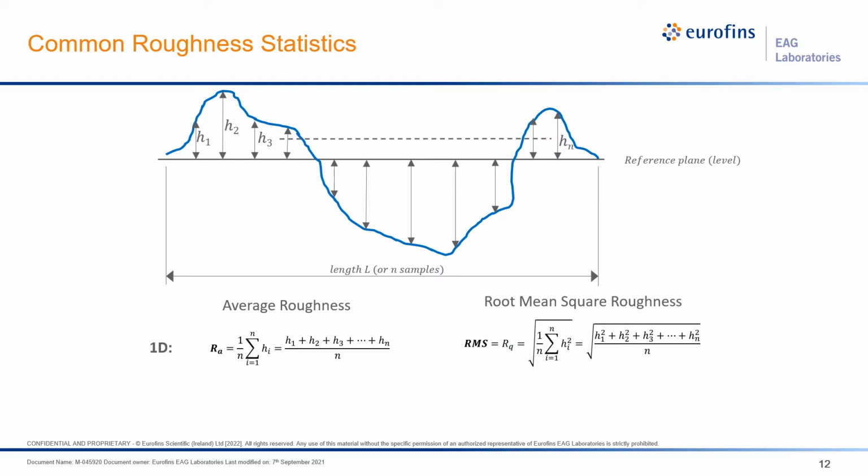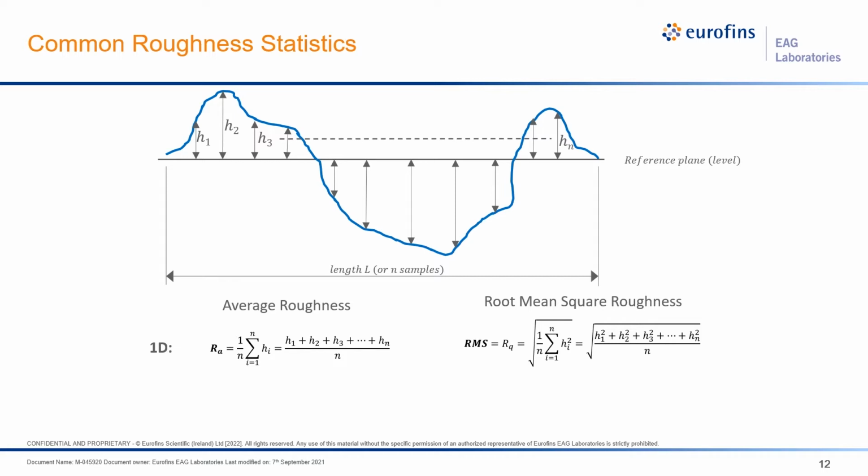Roughness statistics are a great way to quantitatively compare samples. Also, a lot of our clients will have certain industry-driven roughness specifications that they're trying to meet. There are a large number of different roughness parameters. Two of the more common ones are average roughness and root mean square roughness.